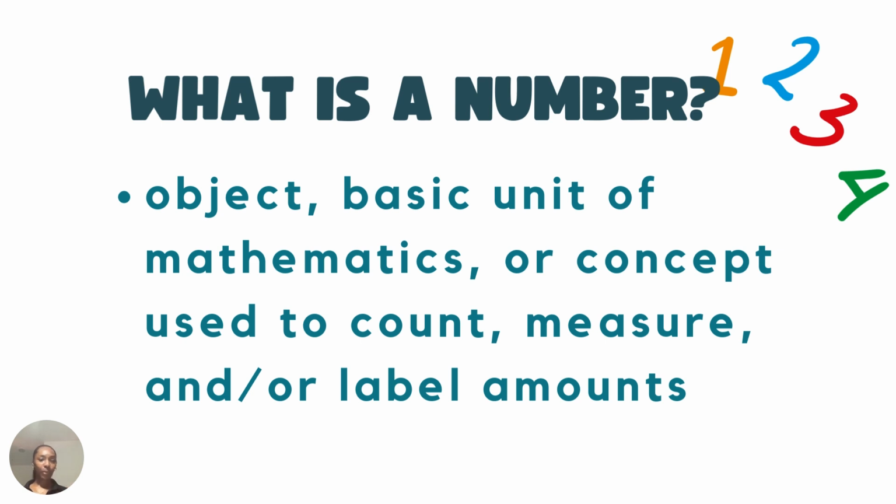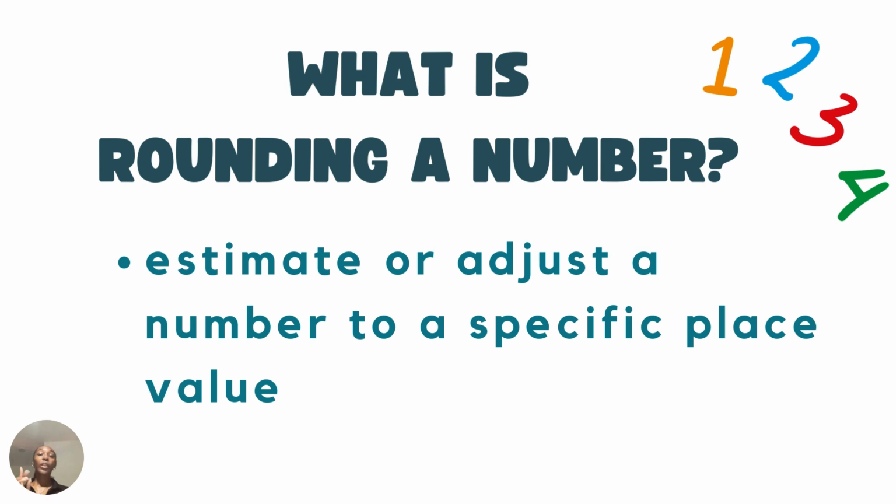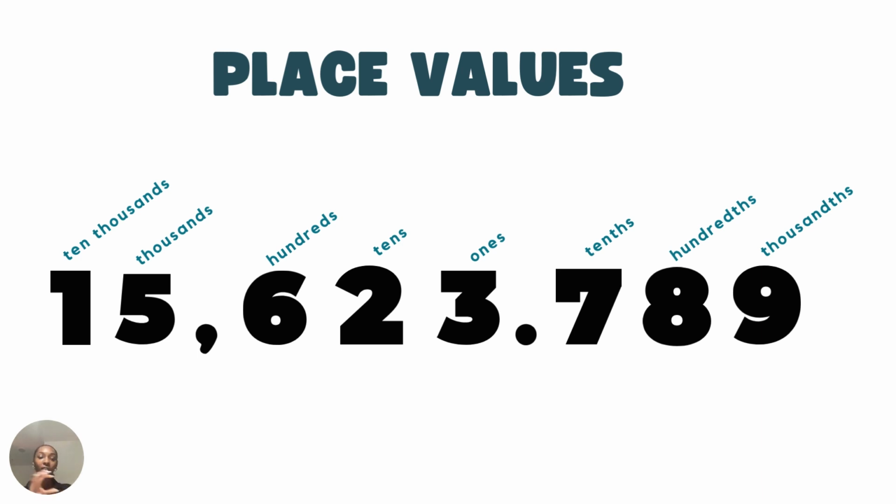So, what is a number? Numbers are objects, basic units of mathematics, or concepts that are used to count, measure, or label amounts. Rounding a number means to estimate or adjust a number to a specific place value. Whenever we're looking at numbers, all numbers have specific place values.